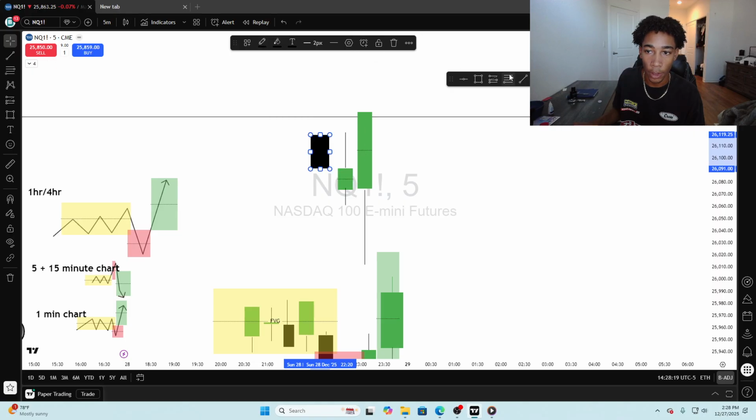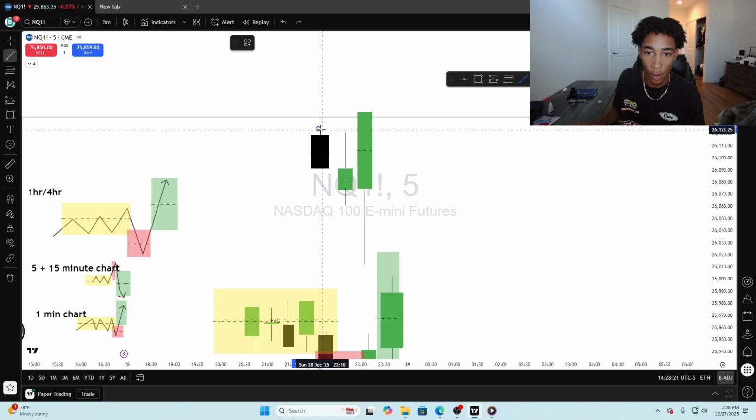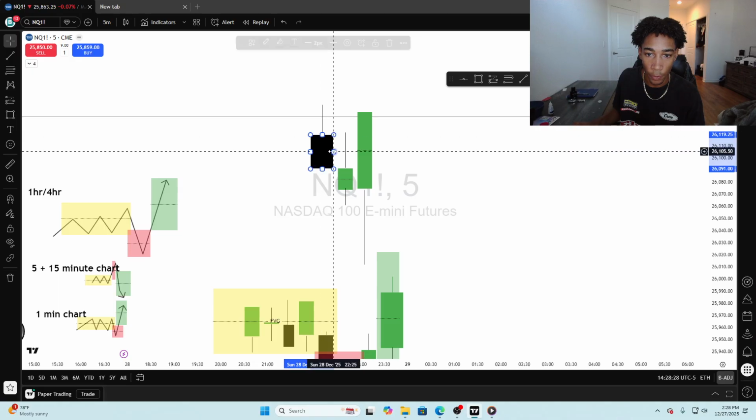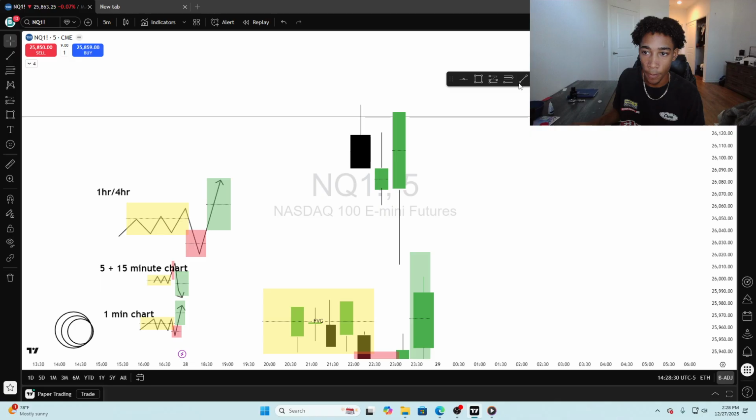Maybe this is like black or something. All right, here's that same chart on the 5 minute. Here's how it's going to look in the 5 minutes.